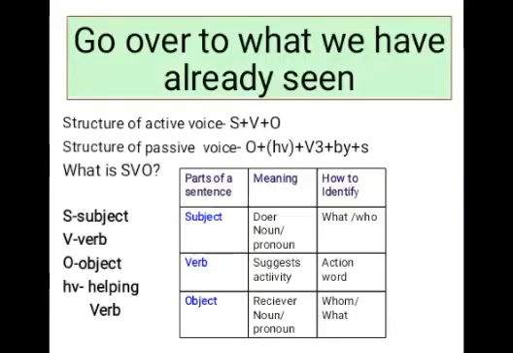Let's revise. SVO is the structure of active voice sentences, and the structure of passive voice is O plus HV plus V3 plus by plus S.